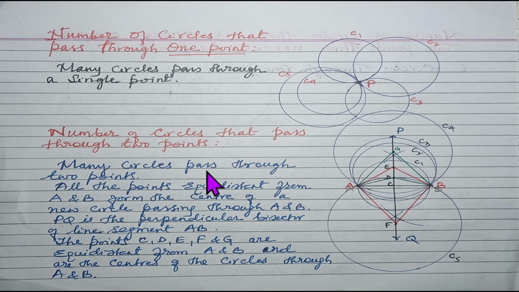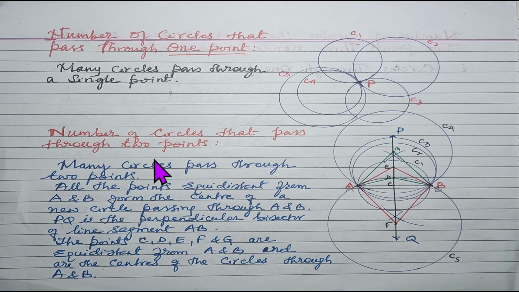Now coming to the next point, how many circles can be drawn passing through one point? Innumerable. If you see the diagram here, I have a point P. Through P there is circle C1 passing, C2 passing, C3 passing, C4 passing, C5 passing. So many circles pass through a single point, or infinite circles pass through a single point. So therefore the number of circles that pass through one point is infinite.